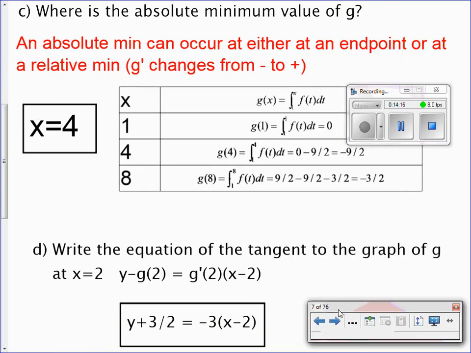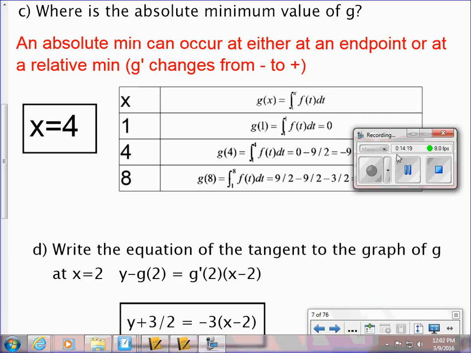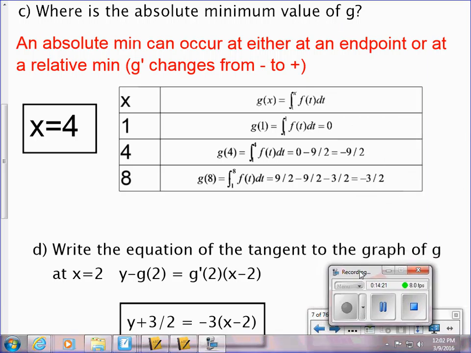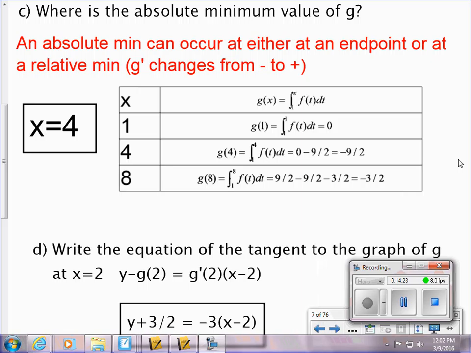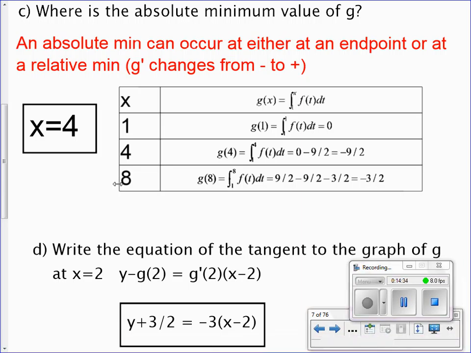Where is the absolute min of g? An absolute min can occur at an endpoint or at a relative min, where the derivative changes from negative to positive. That's why the only x values you even have to consider are 1 and 8, the endpoints, and 4, where the derivative, what you're looking at, goes from negative to positive. You see where I'm getting those from?